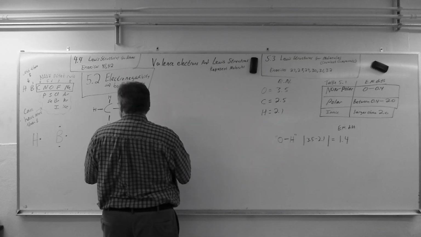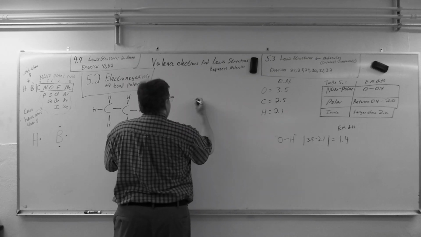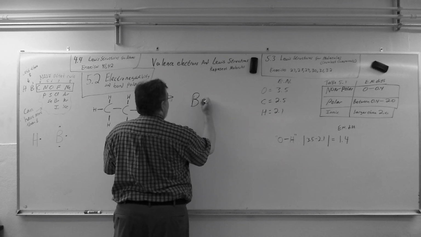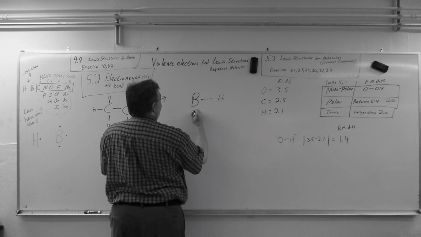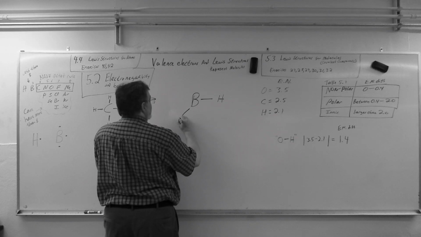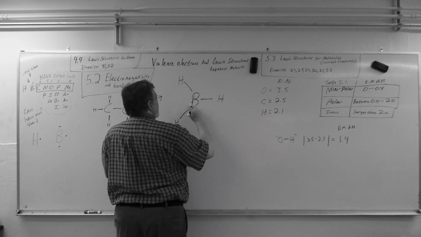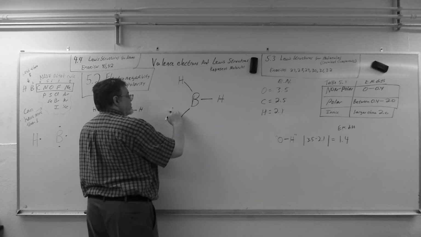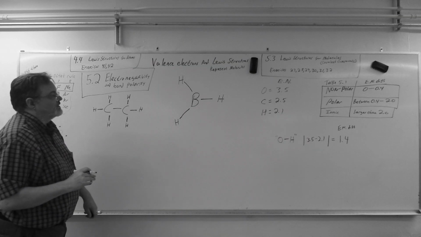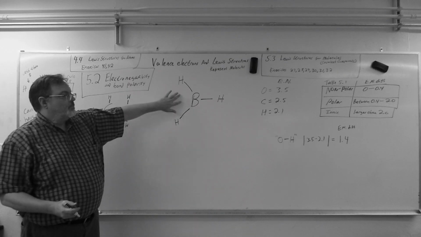I think I better just use boron here to keep things simple. If I had boron, I need to make this symmetrical. So I mean for this to be 120, 120, 120, make 360. So think of that as a perfectly symmetrical, flat molecule.